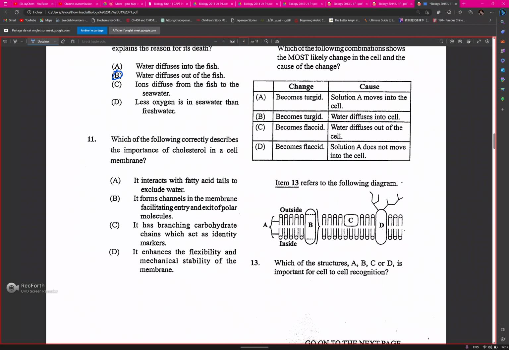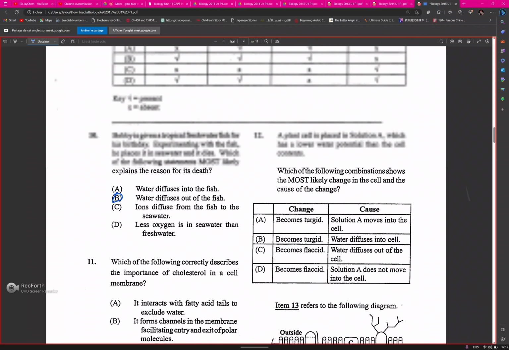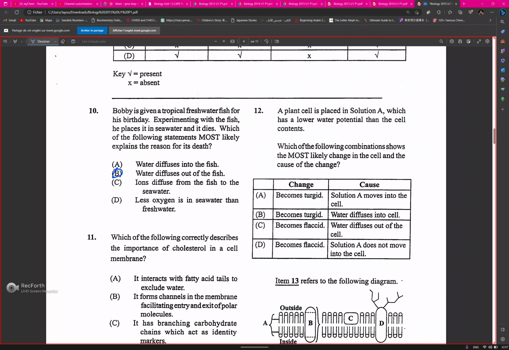Should they? Let's see. 11. Which of the following correctly describes the importance of cholesterol in the cell membrane? D. Remember it adds to fluidity. So whether they ask for fluidity or flexibility, you'll use those.